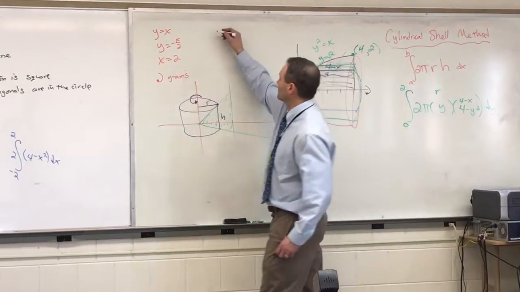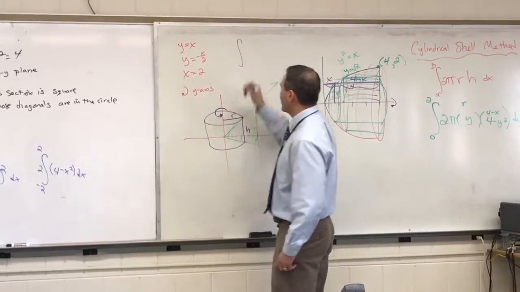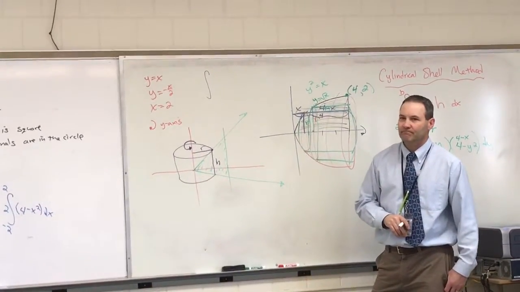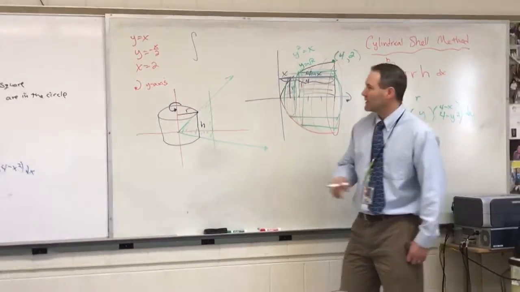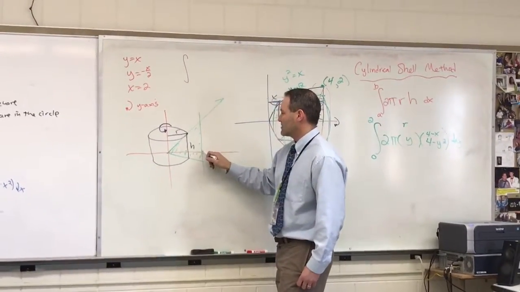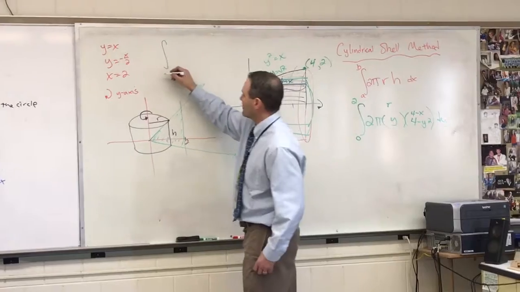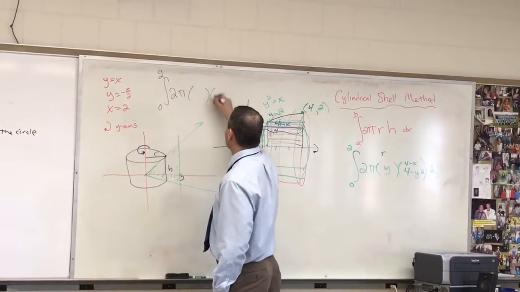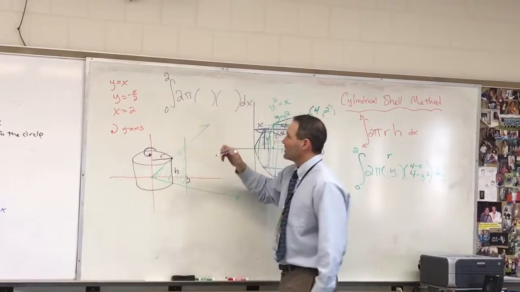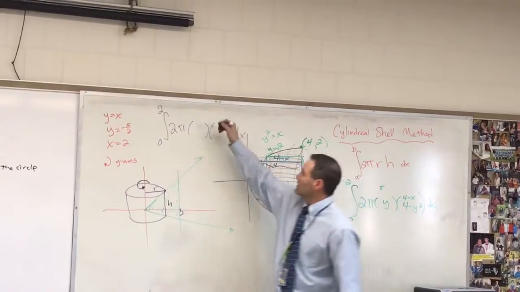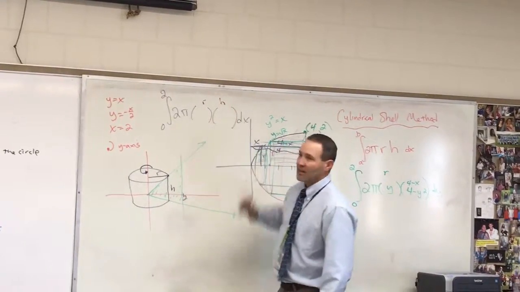Alright, so dx or dy? dx, because it's around the y-axis. So we're going to go dx. And this is 2. So I can already go 0 to 2, 2 pi r h dx. And we haven't really done much, but we've got an integral set up. All we have to do now is figure out r and h.